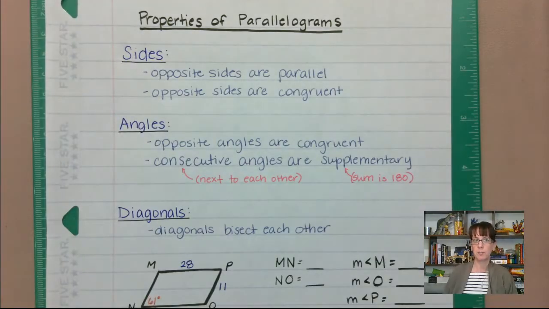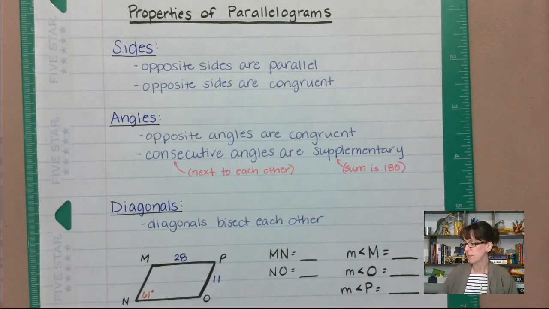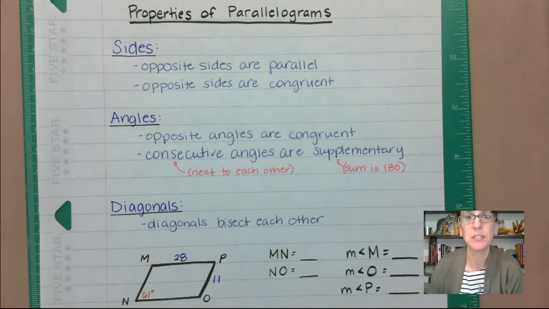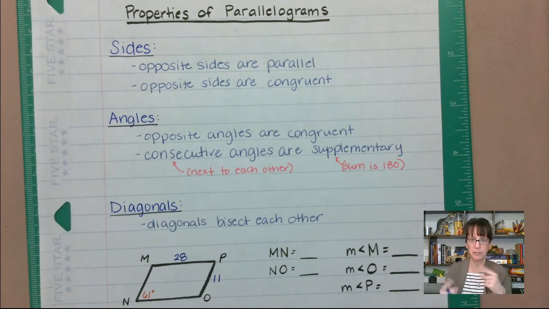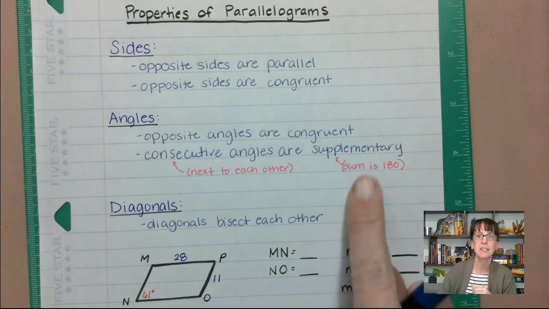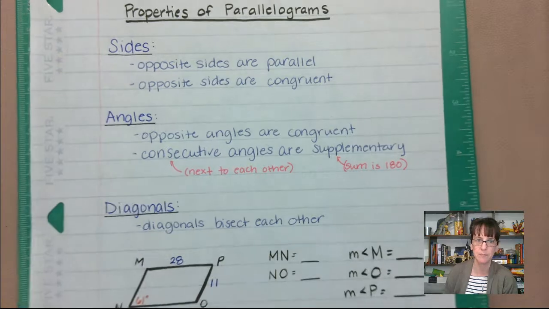So here are our properties. We have the sides. Opposite sides are parallel. Also, opposite sides are congruent. For the angles, opposite angles are congruent. Consecutive angles are supplementary. Remember, consecutive means one right after the other, or right next to each other. Supplementary means that the sum is 180 degrees. They add up to 180 degrees.